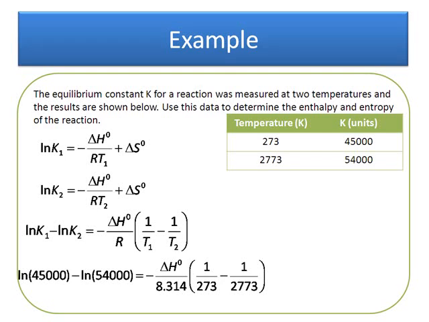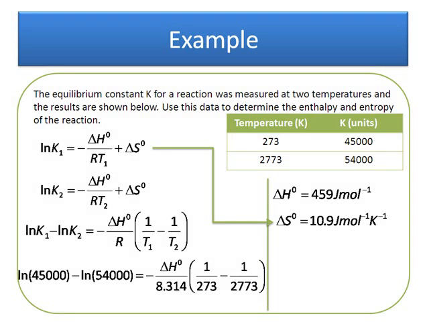I can now put in the values that I have from my experiment, and when I rearrange for delta H, I get a value of 459 joules per mole. Now that I know delta H, I can put the value back into one of my equations. So here I'm putting it back into the first equation to give me a value for delta S.